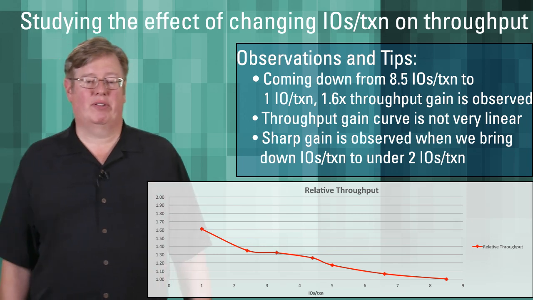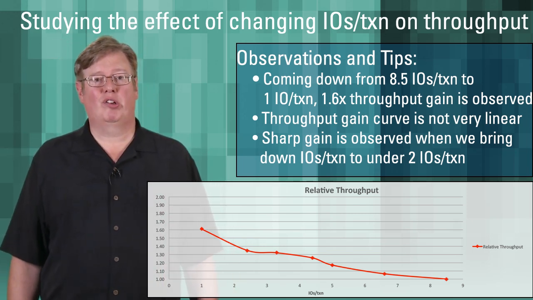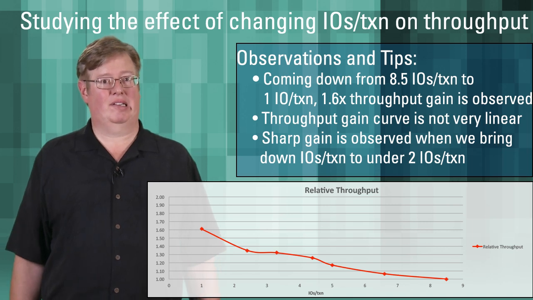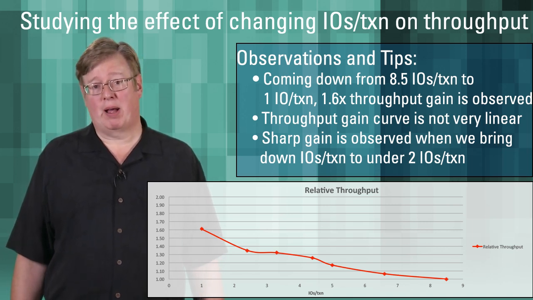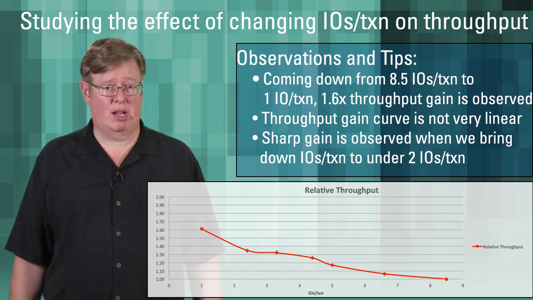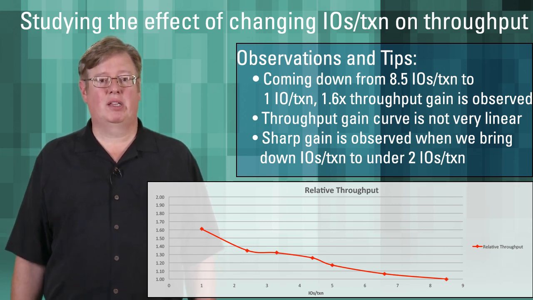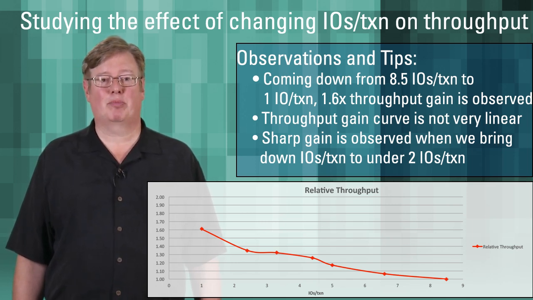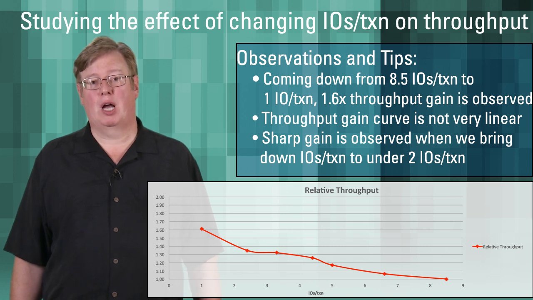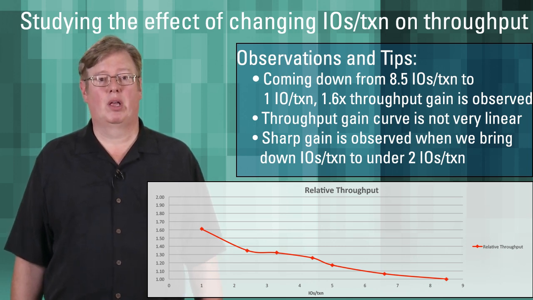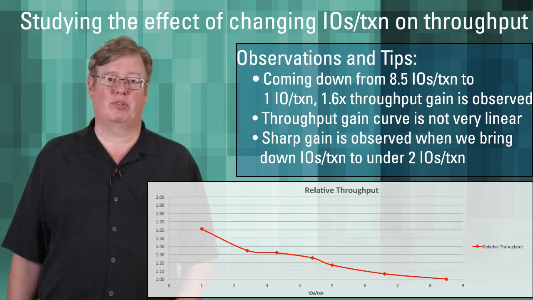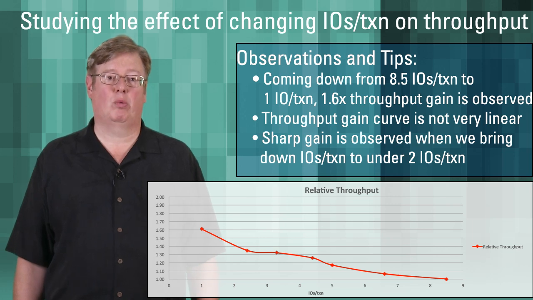This is an example of some things that we did in our lab, and notice what happens as I reduce the number of physical IOs per transaction. One way to do this is to give the system more memory, or to potentially optimize your SQL. In this particular case, going from 8.5 IOs per transaction to 1, we got a big jump, 1.6x throughput. Now, most of it comes in getting at that last point, going from 2 IOs per transaction down to 1.